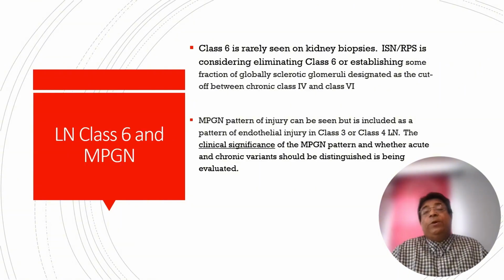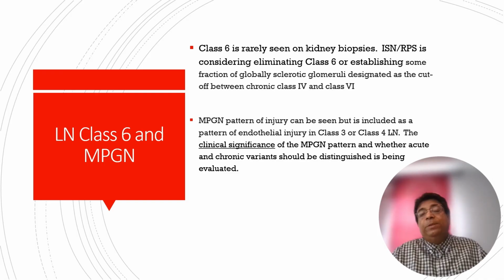Class 6 is rarely seen on kidney biopsies because when a patient with class 6 lupus, or the theoretical class 6 lupus, presents to you, you know that this is a very late disease and you're not going to biopsy that patient. You're not going to immune suppress that patient. So at that point, it'll be CKD management and maybe guiding that patient towards end-stage renal disease or dialysis. So class 6 is rarely seen on kidney biopsies, and this class may eventually be eliminated from the classification.